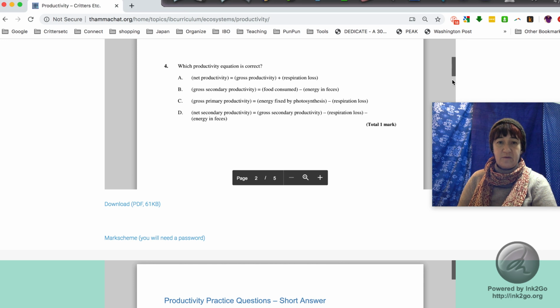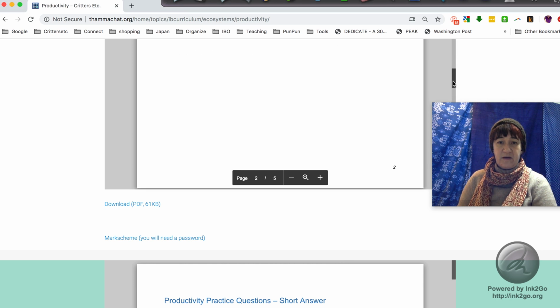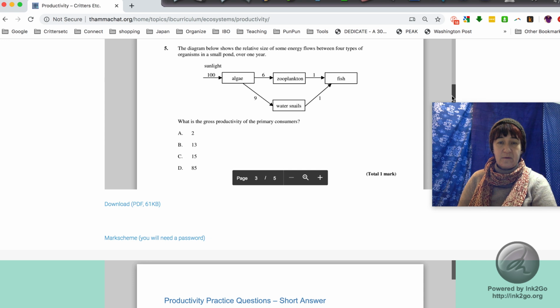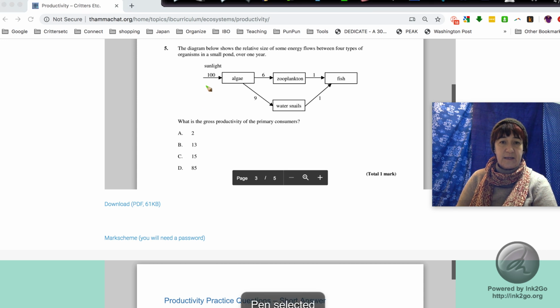Okay, moving on to question 5. The diagram below shows the relative size of some energy flows between 4 types of organisms in a small pond over 1 year. So we've got our sunlight coming in and algae, zooplankton, fish, water snails. So producers, consumers, consumers, consumers. What is the gross productivity of the primary consumers?